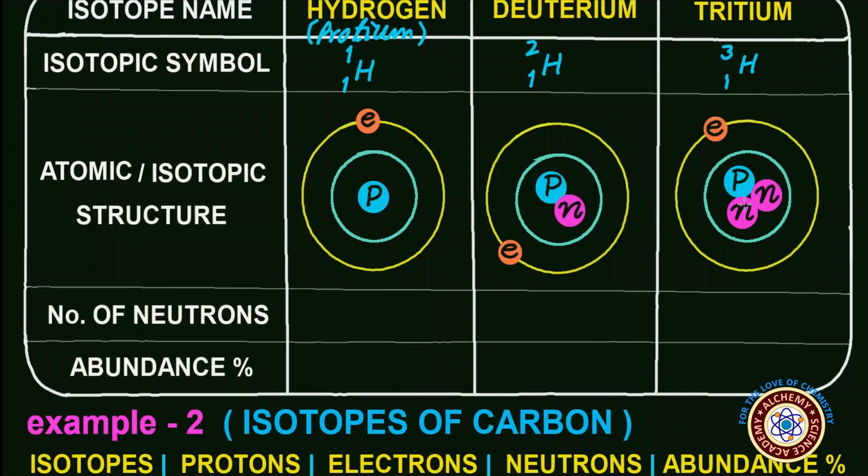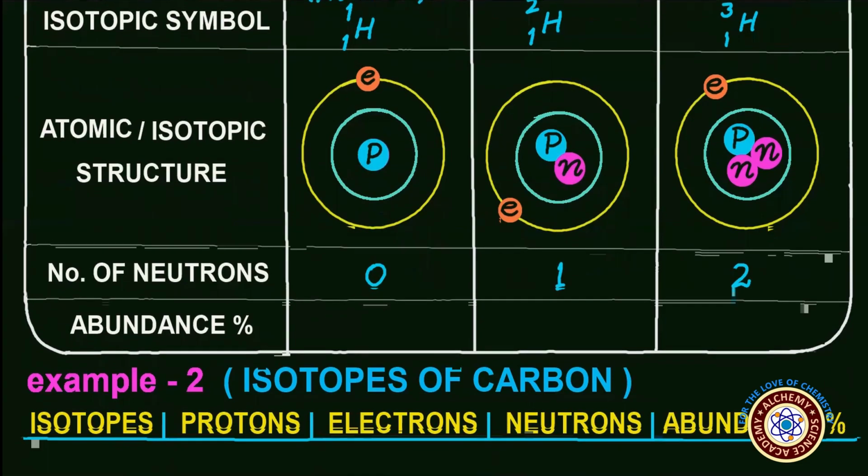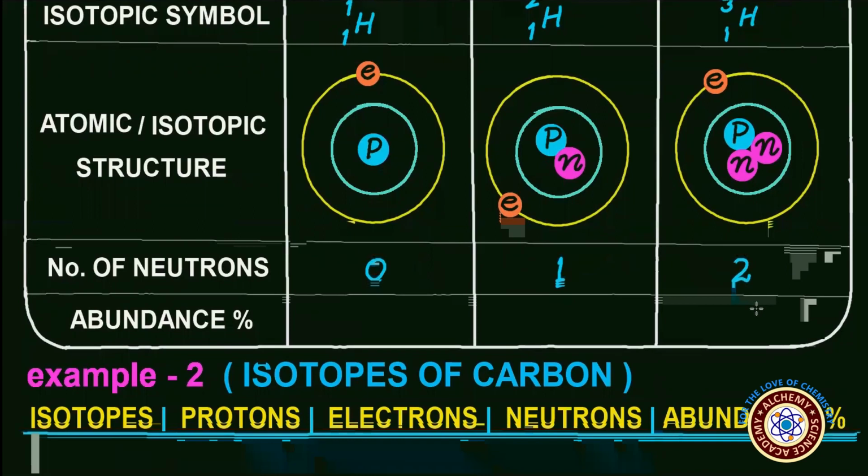Now let us see how the isotopes of hydrogen differ in number of neutrons. Protium doesn't have any neutron in its nucleus, so the number of neutrons in the nucleus of protium is 0, whereas deuterium has one neutron in its nucleus and tritium has two neutrons in its nucleus. So up till now we have seen that all three isotopes of hydrogen have the same proton number, the same number of electrons, but they differ in number of neutrons in their nuclei.